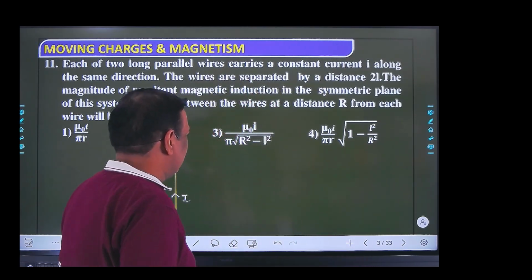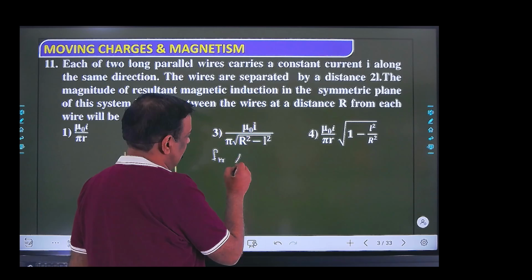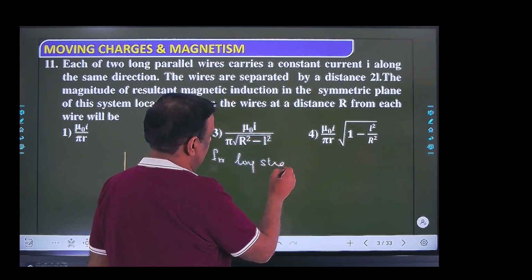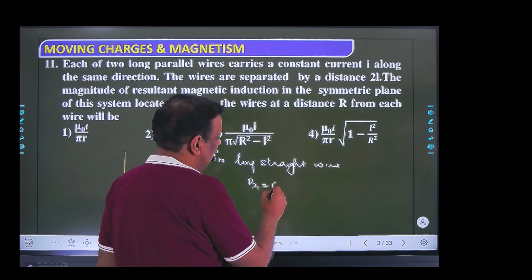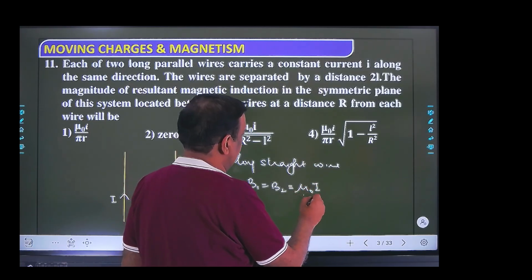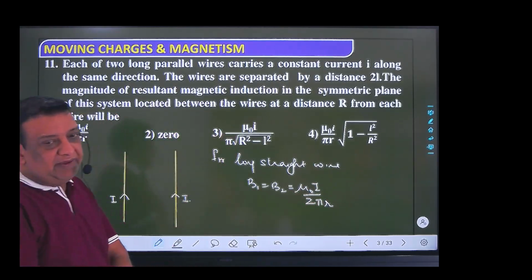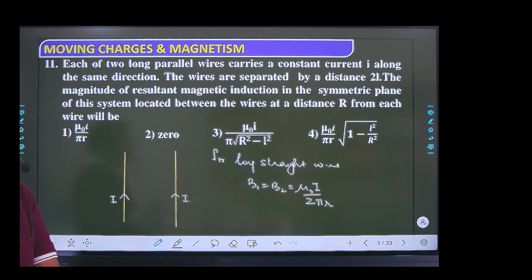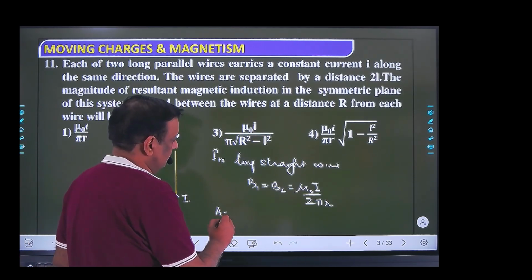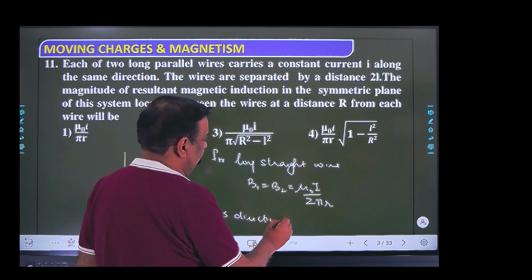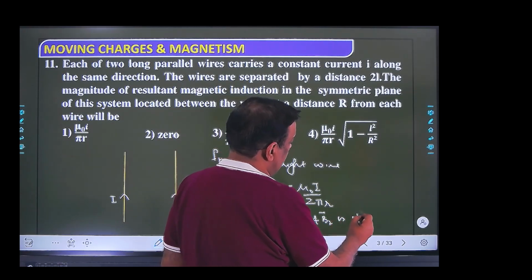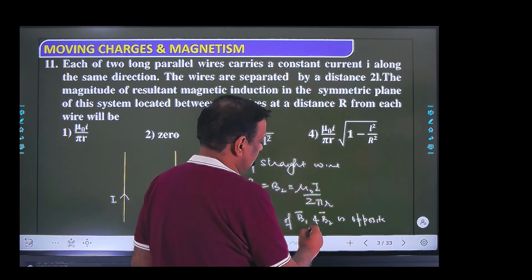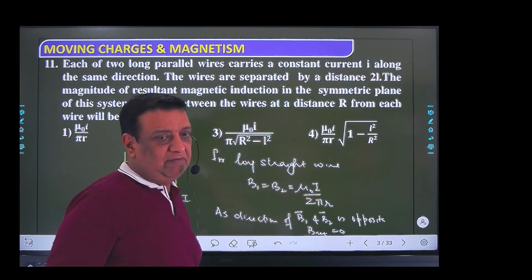So we say that for a long straight wire, the magnetic field of both wires will be the same, mu naught I by 2 pi r, and because their directions are opposite, the net magnetic field will always be zero.